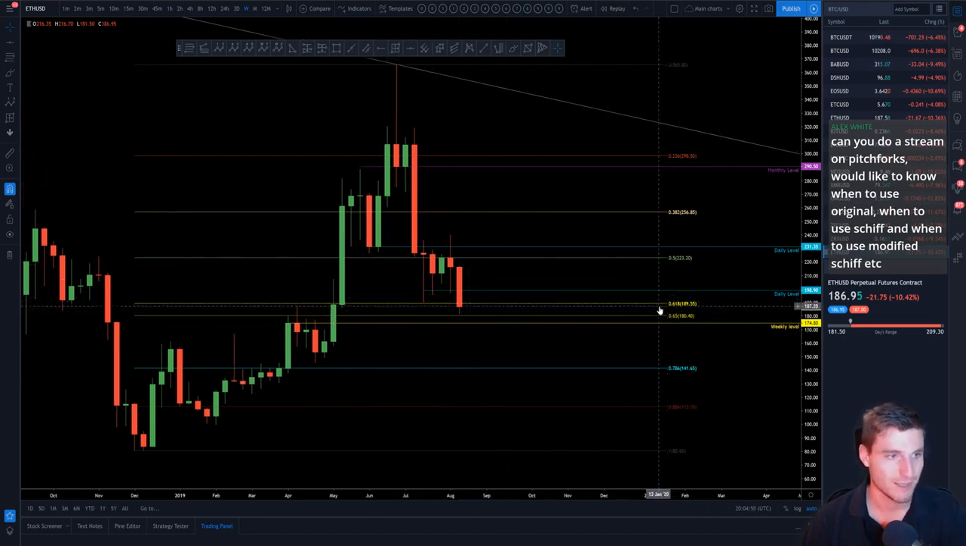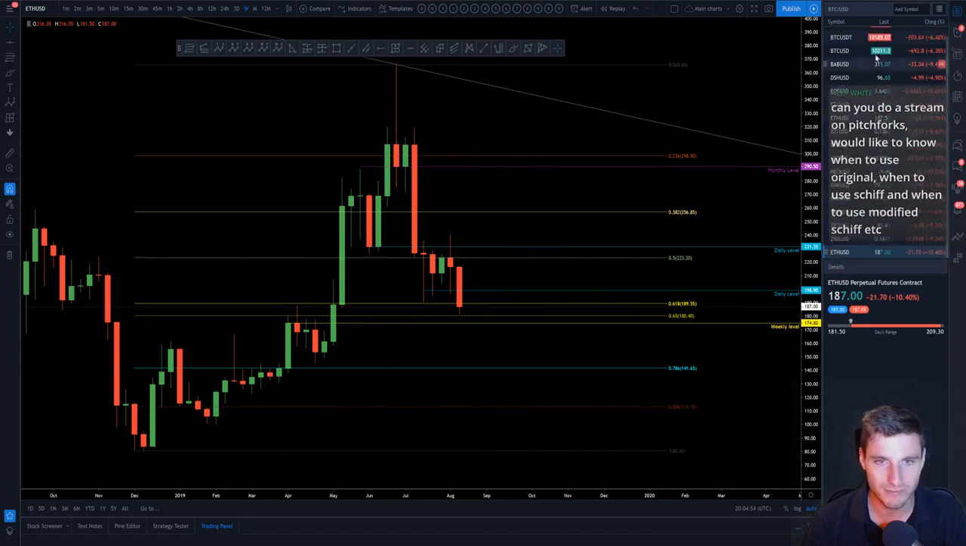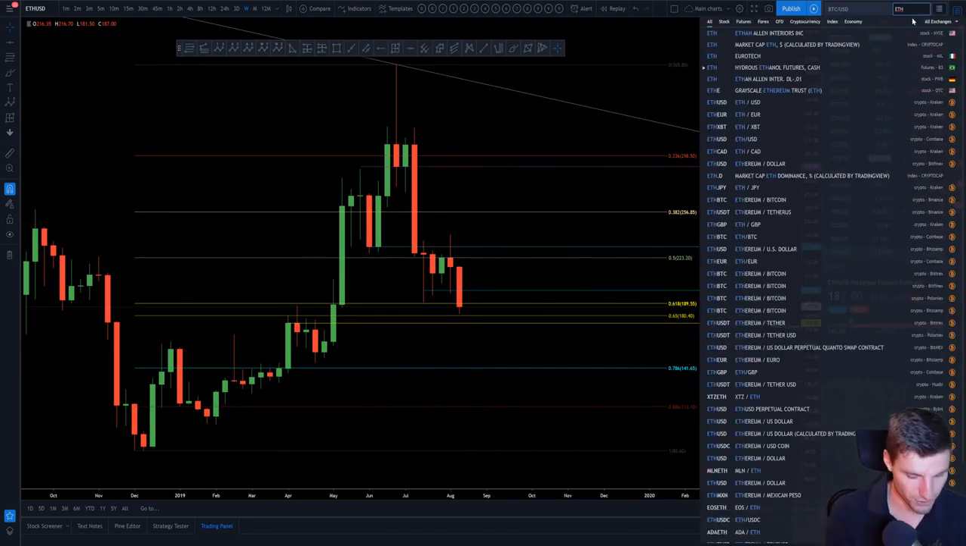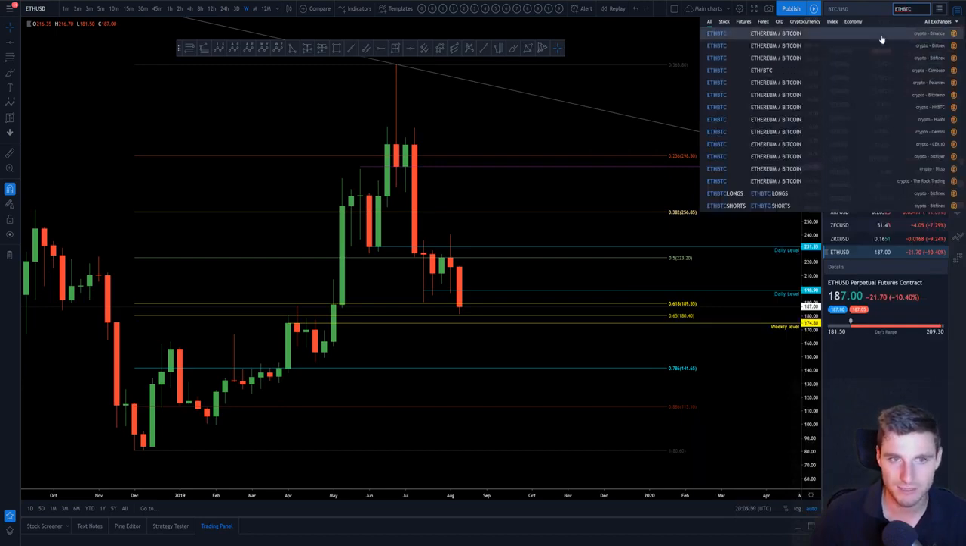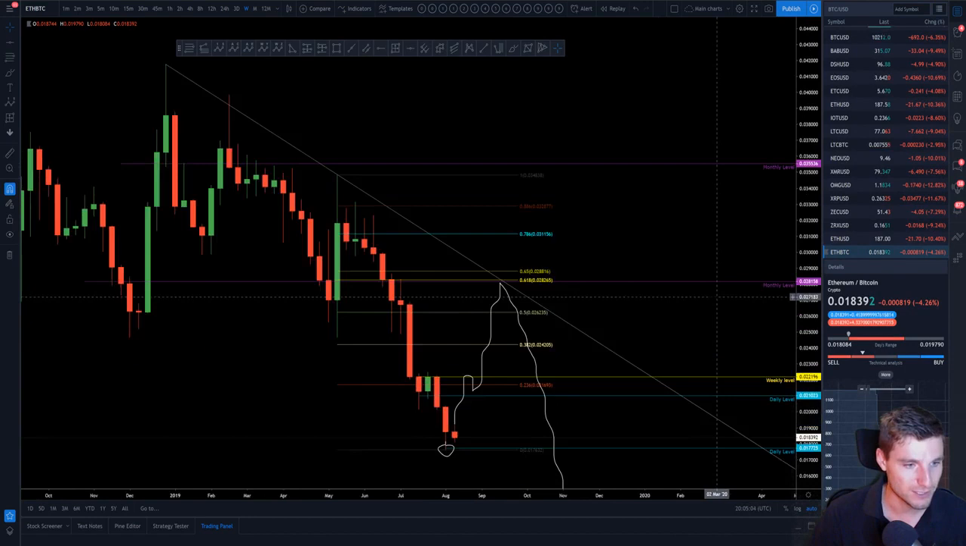It's a bit late. But this has looked bearish for a long time. Ethereum has looked really bearish for a long time. It was quite an easy short. If you look at the BTC pair, it's just been so bad, just so awful.